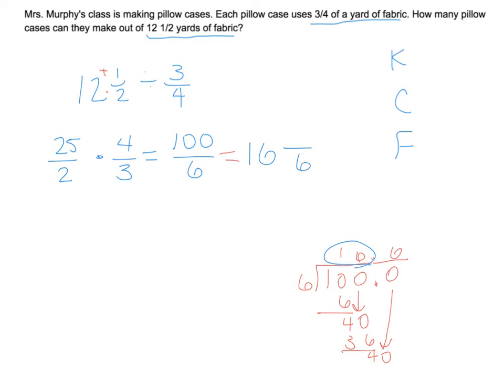My denominator is still the same with 6. And my remainder, when I was done with my initial division, was 4. So this becomes 16 and 4/6, or we will say 16 and 2/3.